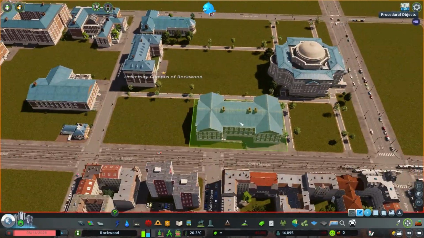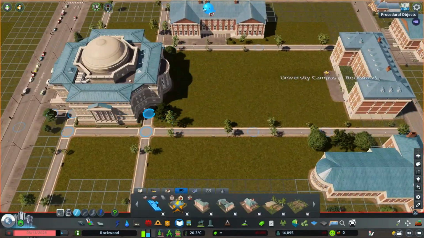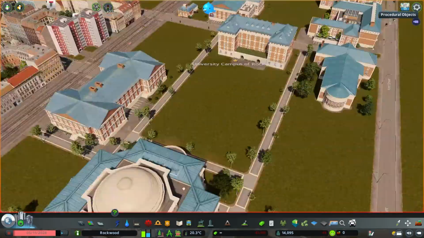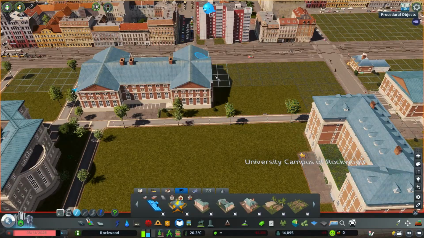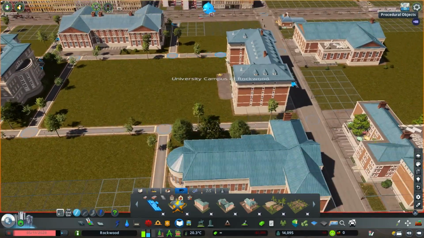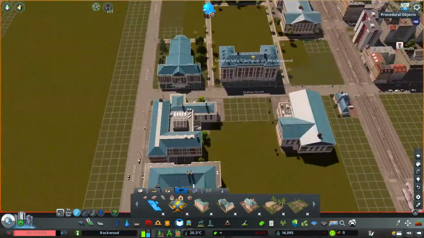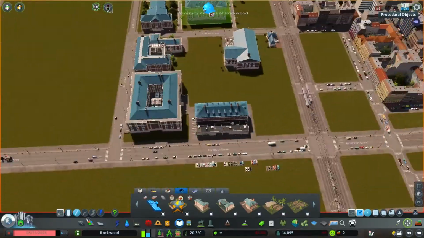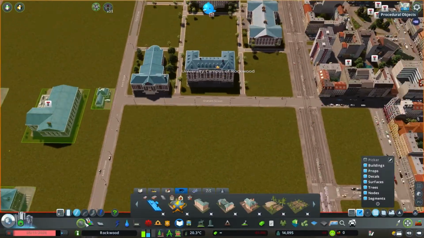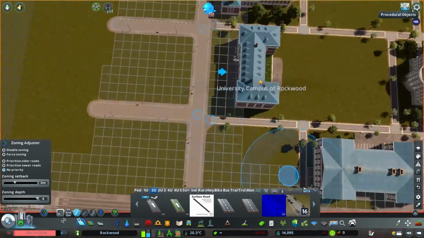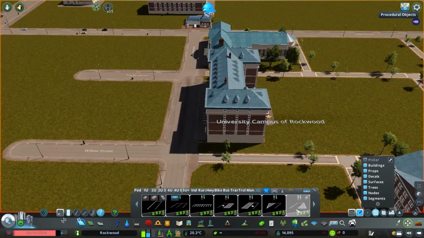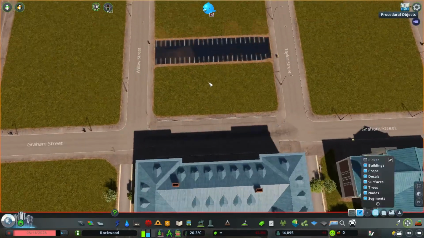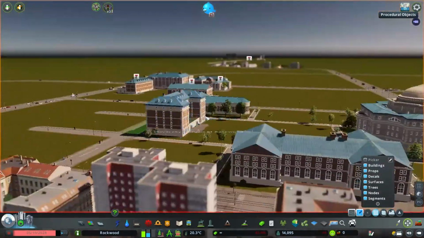So I placed down a lot of Campus DLC assets around the campus area, like auditorium, library, study hall, laboratory, and cafeteria. You know, there are a lot of buildings in the DLC pack. And I try not to repeat them so much, so I just placed down one instance of every building, but not the dormitories, because I placed down more than one dormitory.